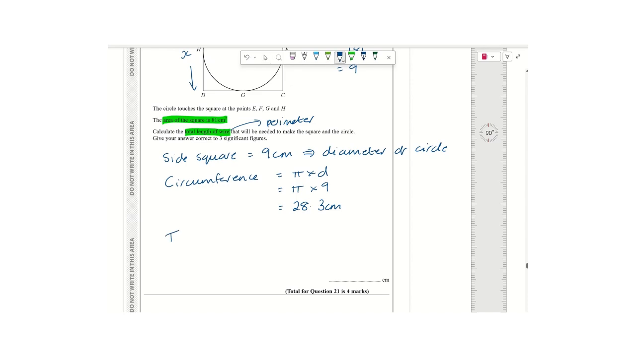So to get the total wire, I need the circle plus 4 sides of the square. So 4 times 9. Which gives me 64.3, which is 3 significant figures because it's 3 numbers there. So 64.3 is what I need.